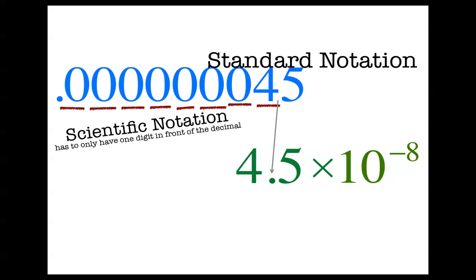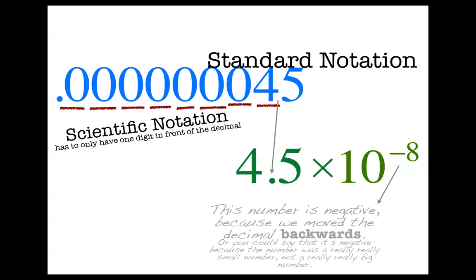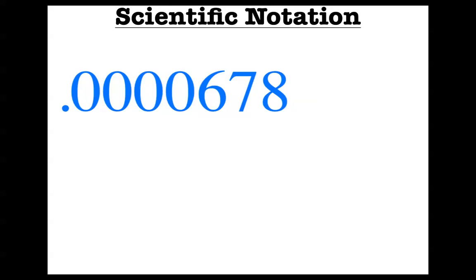10 to the negative 8? Oh, notice on this one, the number is negative because we moved the decimal backwards, didn't we? Or you could say that it's negative because this is instead of a really, really big number, this was a really, really small number. So really big numbers in scientific notation have really big exponents. Really small numbers in scientific notation have really small exponents, or what we would call negative exponents. Interesting.